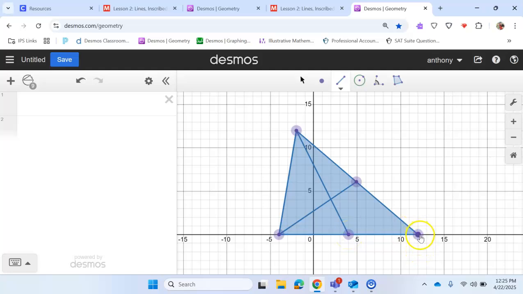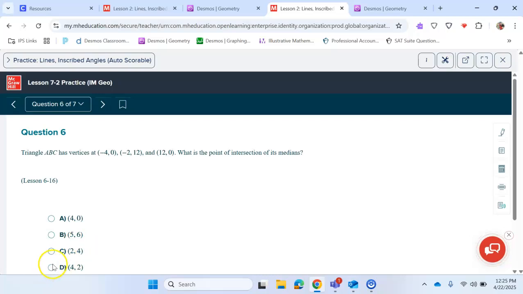So you go from each vertex to the opposite line's midpoint. That is right 2 up 4.